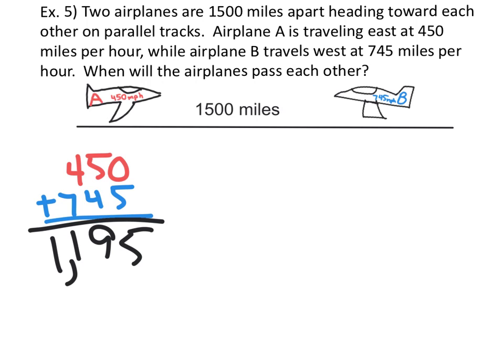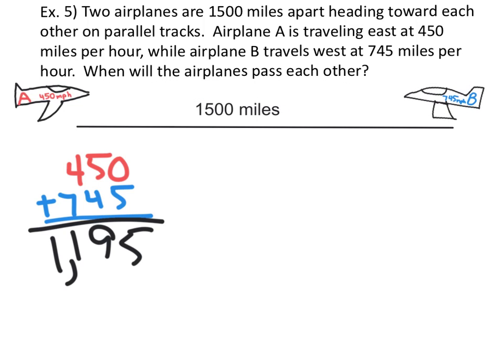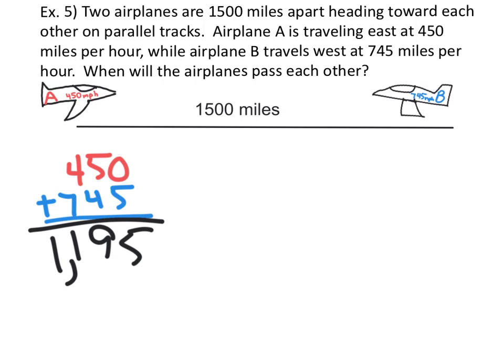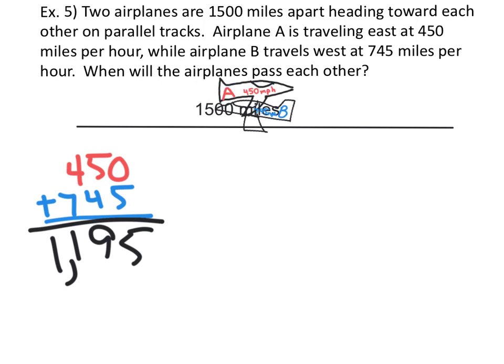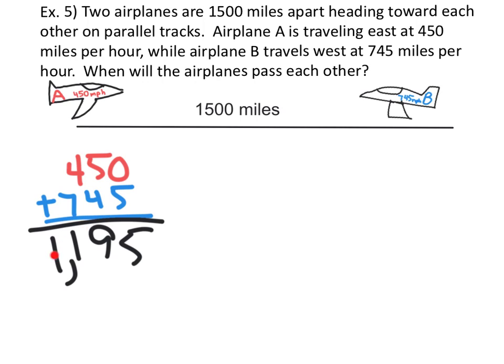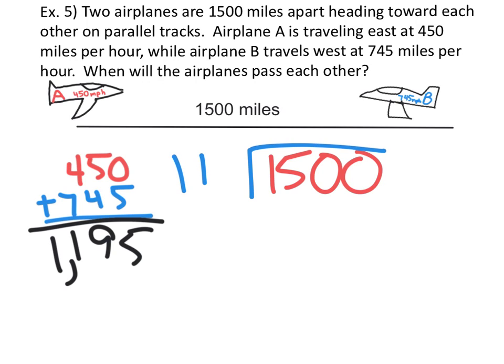So the fact is, after each hour, this is how much total distance is traveled in both directions, right? So after 1 hour, they actually chop down 1,195 from the 1,500. So the question is, how many hours will it take for them to actually pass each other? Well, if you know how much they're traveling together, you're going to be able to simply take the total original distance, 1,500 miles, and simply divide it by 1,195.